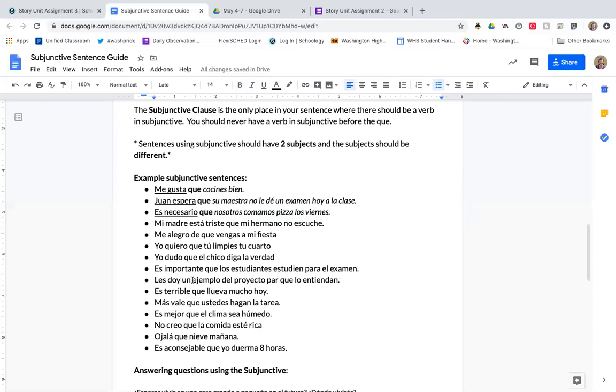If you were to continue doing this for all 15 sentences, you would see that the indicative clause is always at the beginning of the sentence, and it always includes a verb in regular present tense. Then you'd have "que," and then you'd have your subjunctive clause, which is where you would see your subjunctive verb. You would also notice that in every case here, the subject changes after "que."